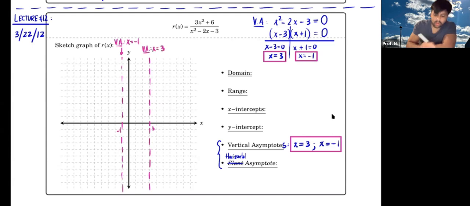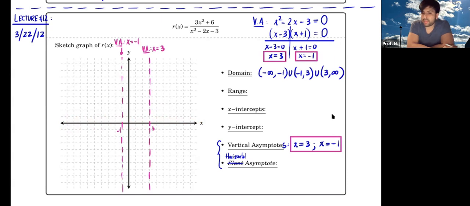x equals 3. Okay. And so the vertical asymptotes will affect the domain. And so we see that all the x values are good, but we have to skip -1. Then everything in between here is good, but we have to skip 3. And everything outside of 3 is good. So then the interval notation would be -infinity to -1 union, -1 to 3 union, 3 to infinity. So again, the vertical asymptote affects the domain.